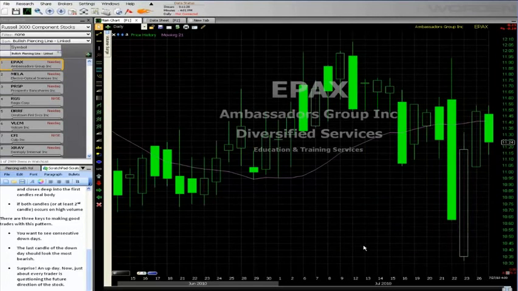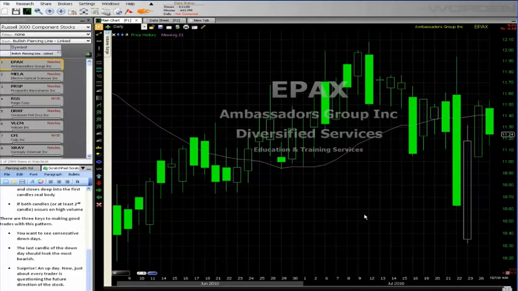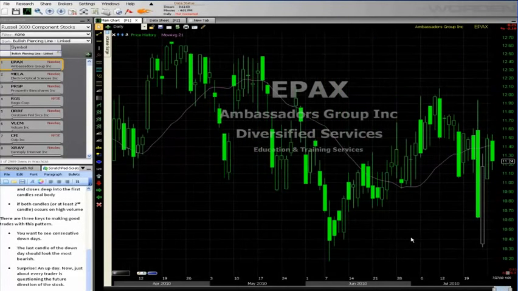Now, I've just sorted 3,000 candles, and we don't have any current examples of this condition, so we don't have any lights. The most recent example that we have comes to the top of our list, Ambassadors Group, EPAX. It was 2 bars ago, and of course you can see the big white candle, I'm going to zoom out a little bit, at the bottom of a downtrend.